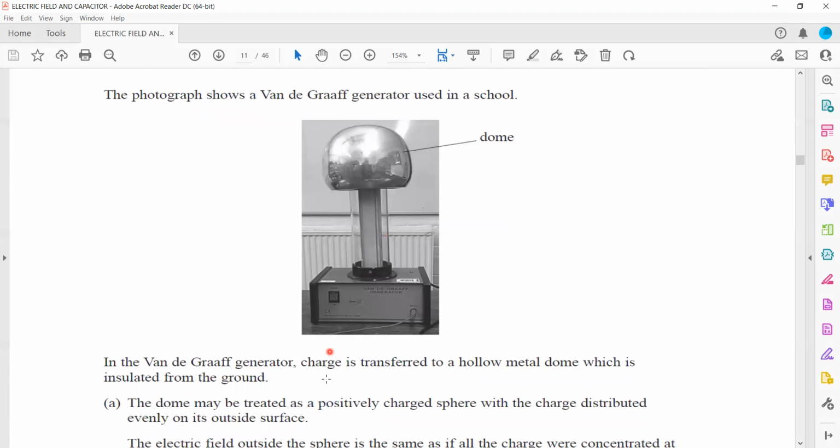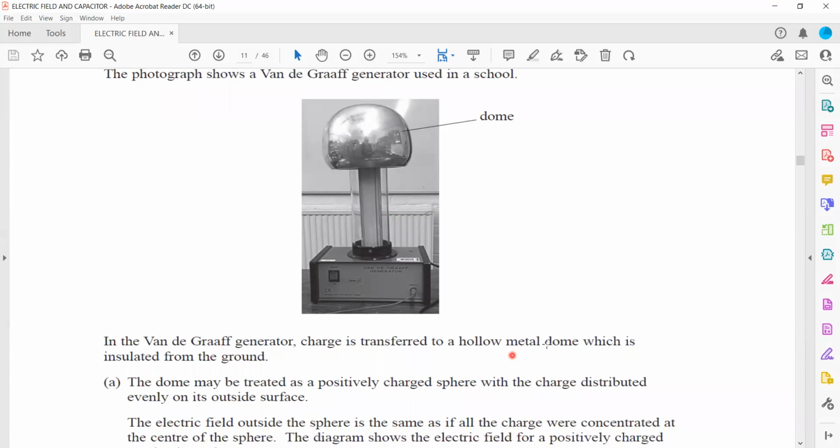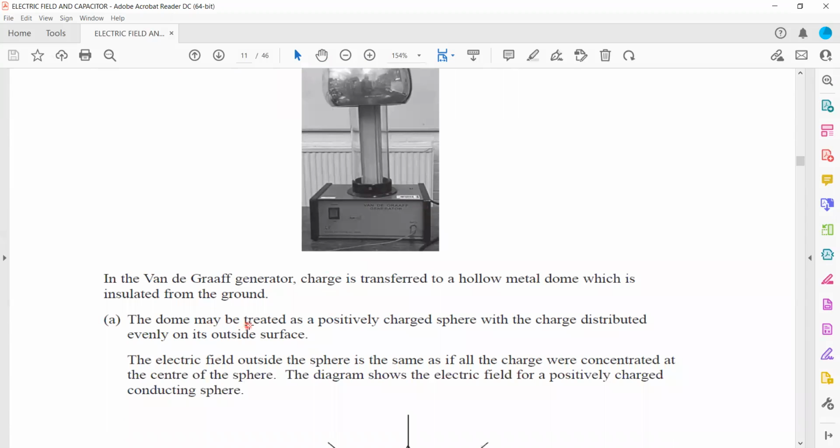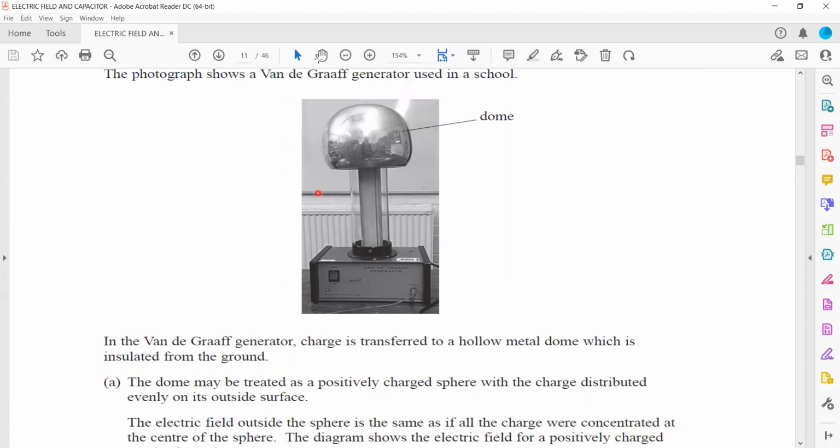In a Van de Graaff generator, the charge is transferred to a hollow metal dome which is insulated from the ground, so it cannot be discharged. The dome may be treated as a positively charged sphere with the charge distributed evenly on the surface. So we can consider this dome as a positively charged sphere.